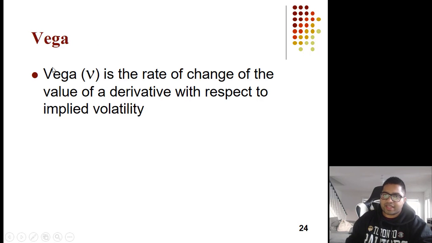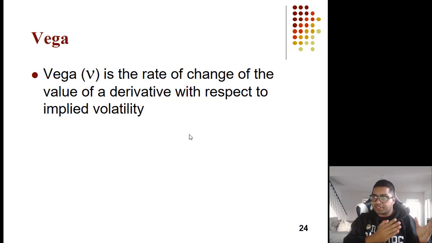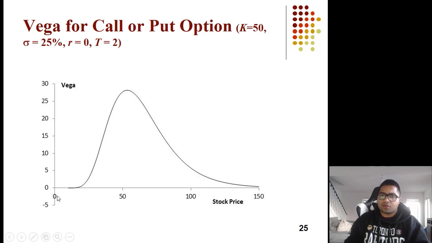The next important variable is Vega. Vega is the rate of change of the value of a derivative with respect to implied volatility. Vega is positive for calls as well as puts. Each time volatility goes up, premiums go up, right? Each time volatility goes down, premiums go down. Vega for calls and puts is nearly highest for the at the money option. So Vega is generally high for at the money options and low for out of the money options.